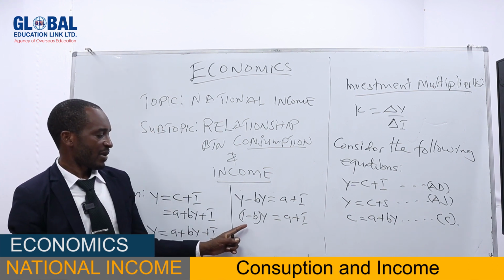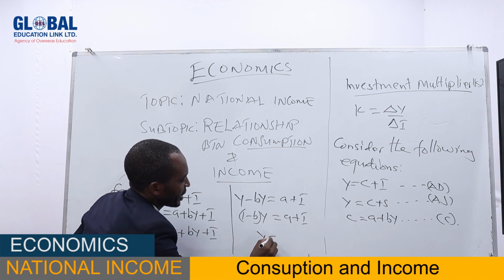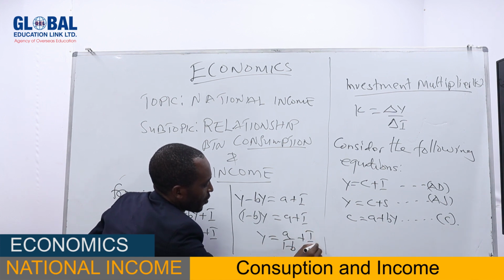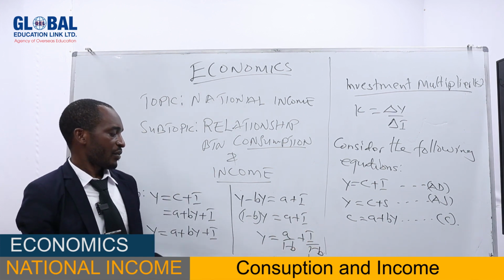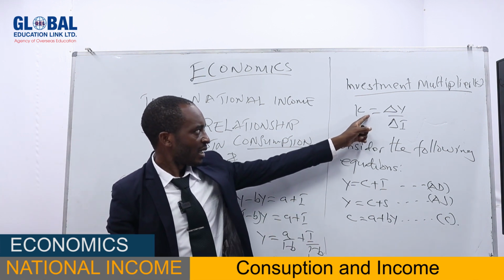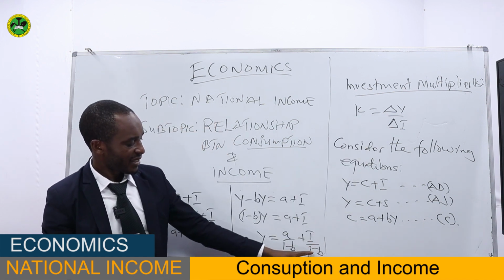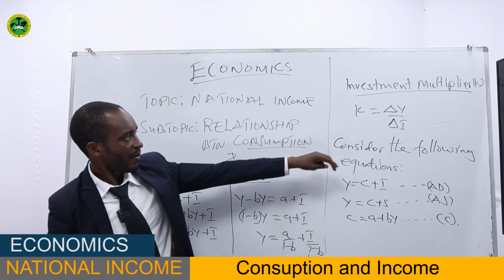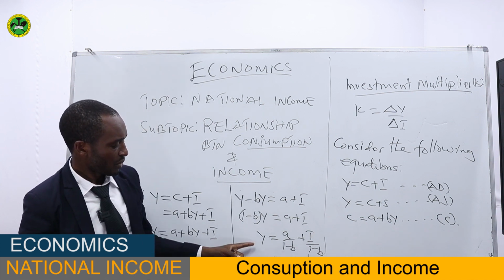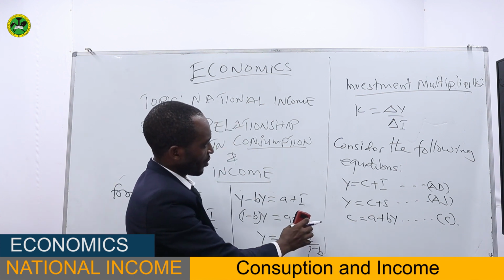So divide throughout by 1 minus B. So when you divide throughout, Y will be equal to A over 1 minus B plus I over 1 minus B. So our equation will be this one. Now, in order to find the multiplier, you need to use calculus to differentiate this equation in order to get the change in Y and change in I. Now, by using calculus, when you differentiate this equation, it will be as follows.